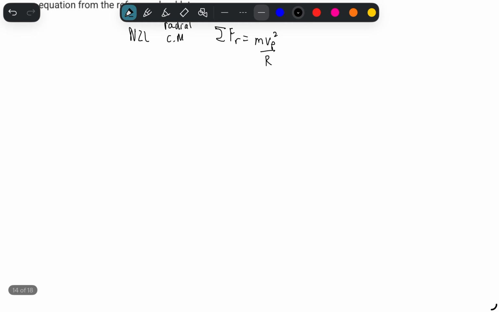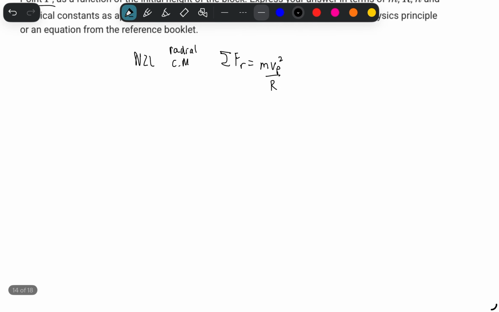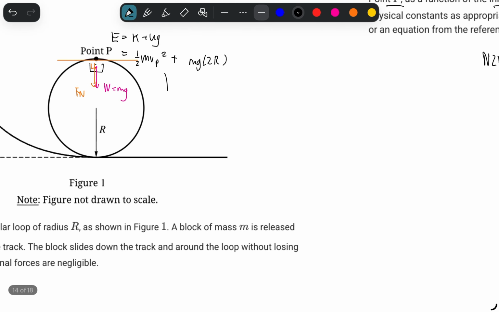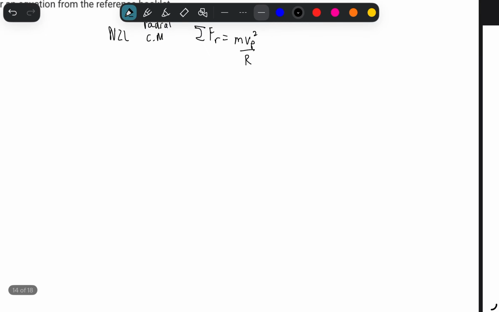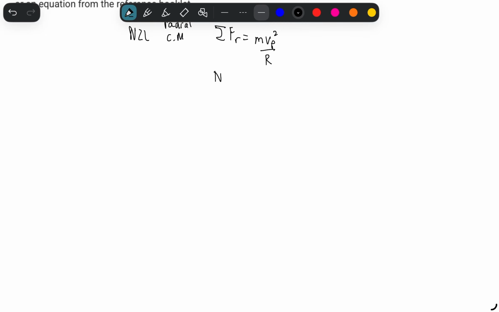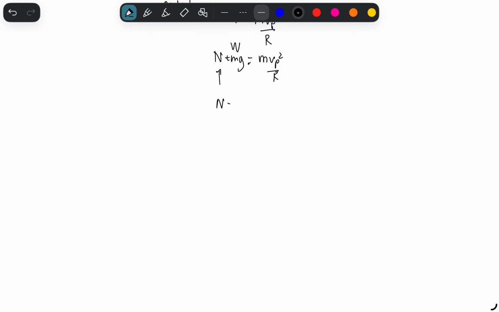Since we know that both of them are going to be inward at the top, we can make our acceleration positive in this direction. Therefore, we're making those things positive. We have N plus mg, mg being weight, right? And then that's going to be m vP squared over r, right? So then we want to solve for N, and we get N equals m vP squared over r minus mg.